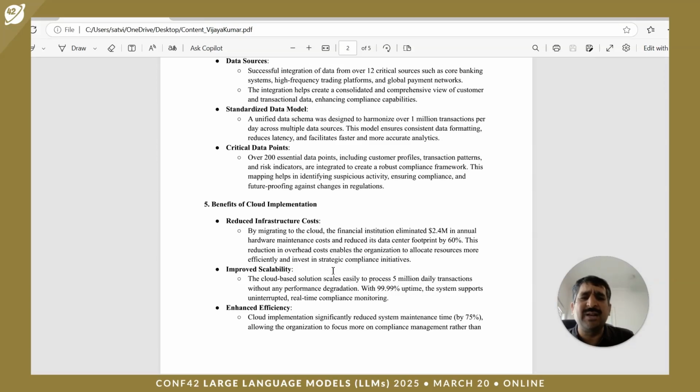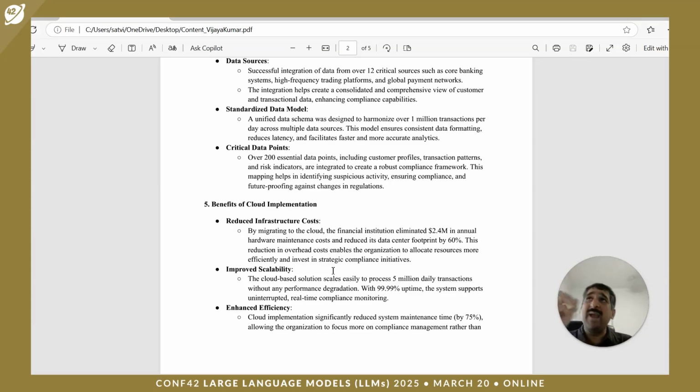The firm is able to eliminate $2.4 million in annual hardware maintenance costs and reduce its data center footprint by 60%. They are saving 60% of the cost by moving these AML applications into the cloud. Look at the benefit: 60% they are saving. This reduction in overhead costs enables the organization to allocate resources more efficiently and invest in strategic compliance initiatives.